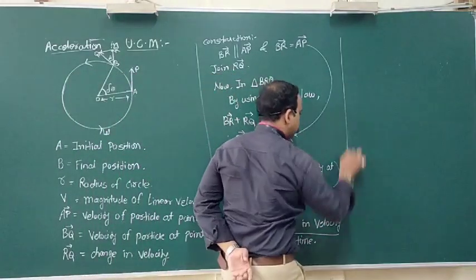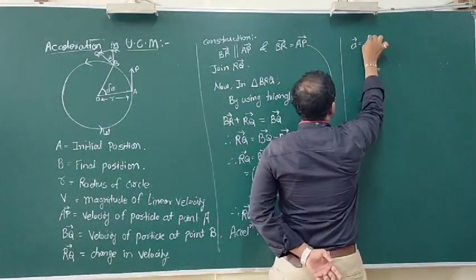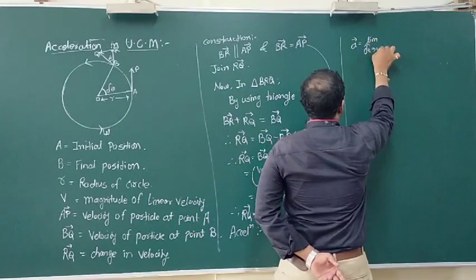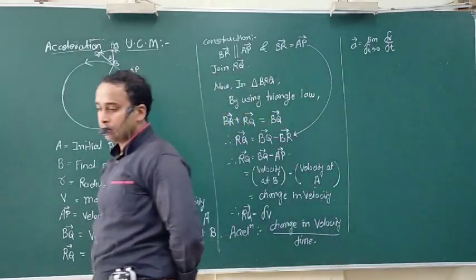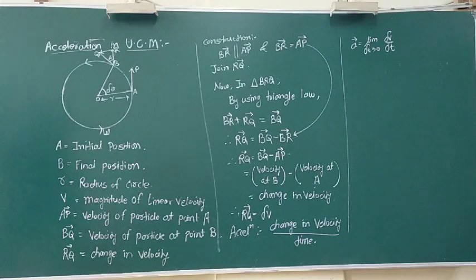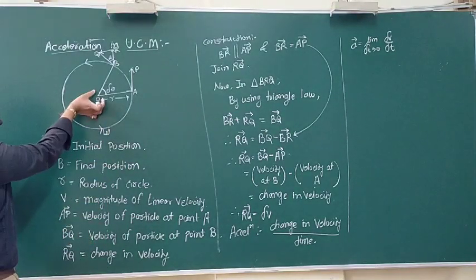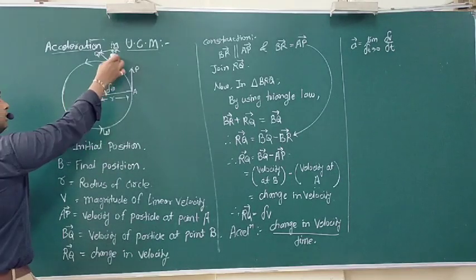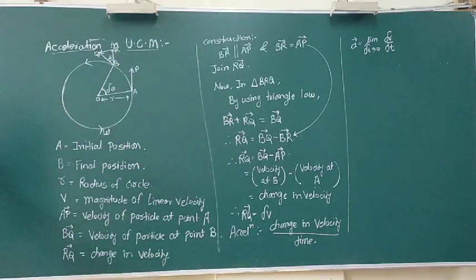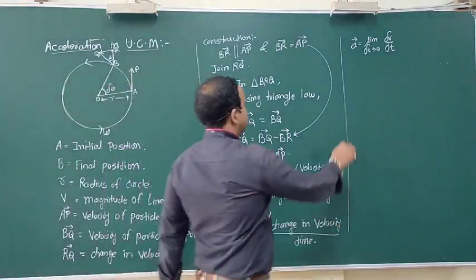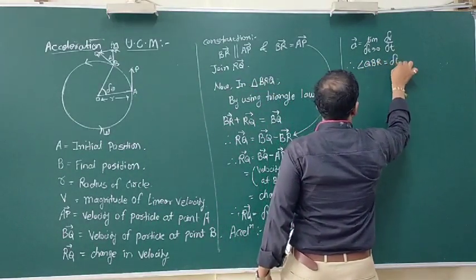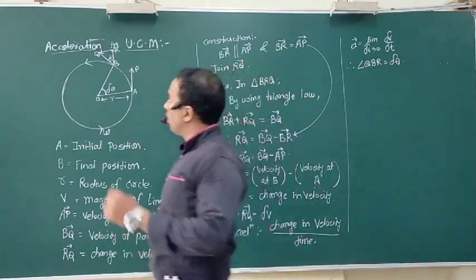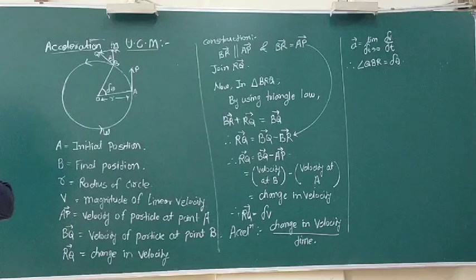So it can be written as A bar is equal to limit delta t tends to 0 delta v upon delta t. If this angle is delta theta, then this angle is also delta theta because of alternate angles. So angle QBR is equal to delta theta.